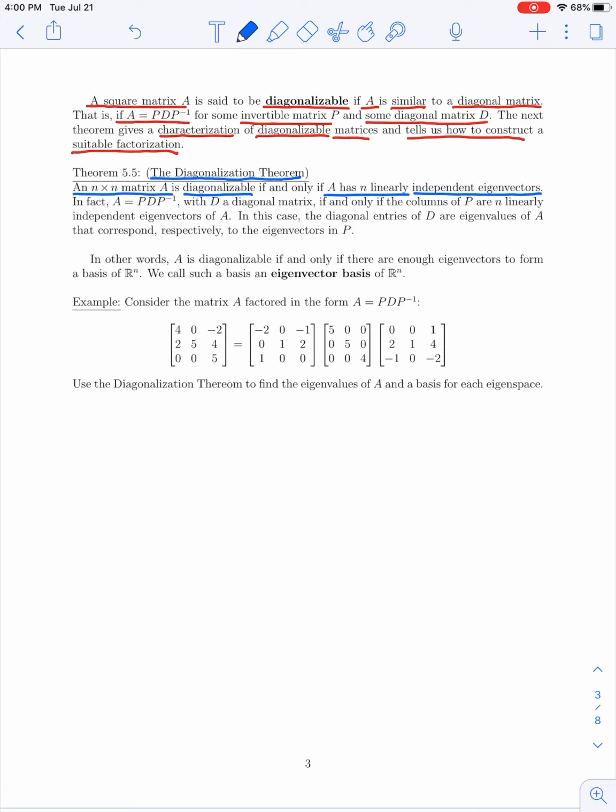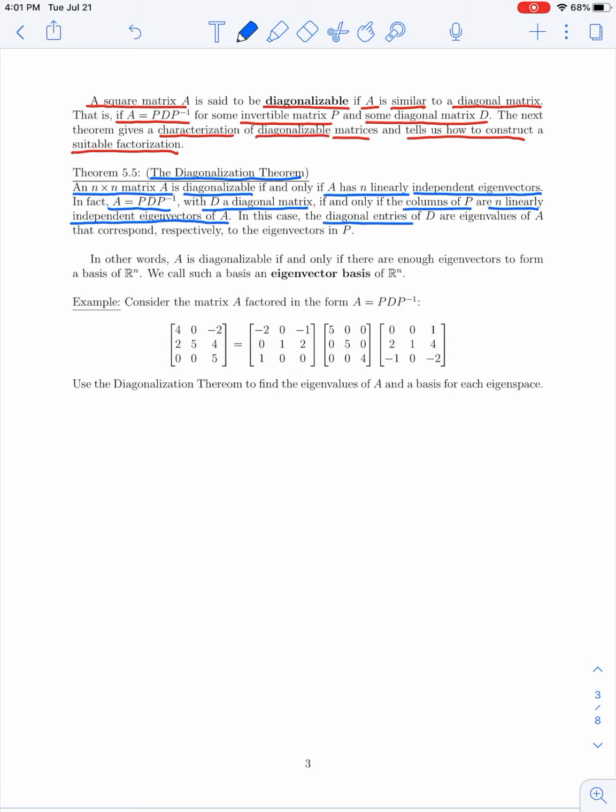So the dimension, let's say the number of rows or columns of our matrix, this matrix must have that same number of linearly independent eigenvectors. And in this case, the matrix A would have a factorization P D P inverse, with D being a diagonal matrix, if and only if the columns of P are n linearly independent eigenvectors of A. So to form the matrix P, we would take the n linearly independent eigenvectors of our matrix and make them the columns of a matrix, and that would be P.